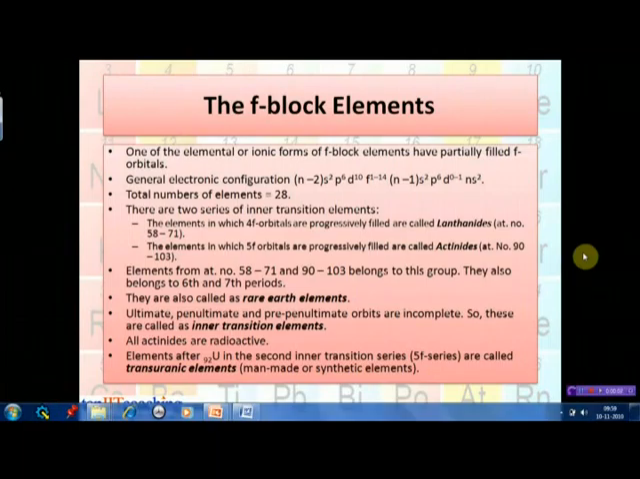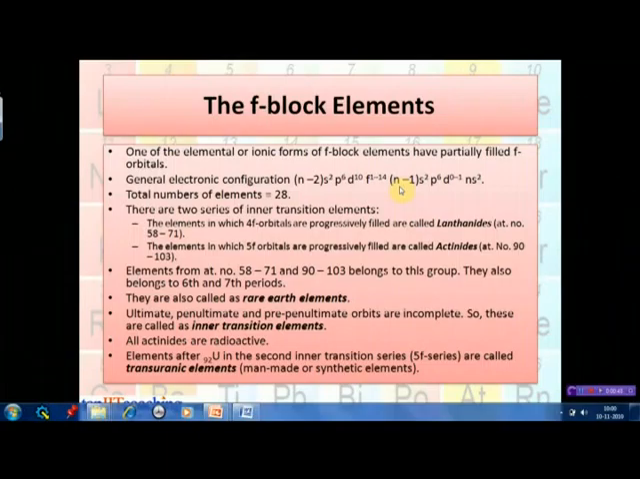The last block is the F block, which is placed outside the main periodic table. The F block consists of those elements which have partially filled F orbitals in at least one of their elemental or ionic forms. The general electronic configuration of these elements is (n-2)s2p6d10 f1 to 14, (n-1)s2p6 d0 to 1 and ns2. They have total 28 elements. Since we can see from the electronic configuration that their penultimate and pre-penultimate orbits are incomplete, they are also known as inner transition elements.